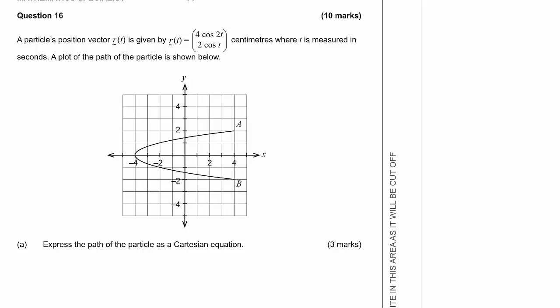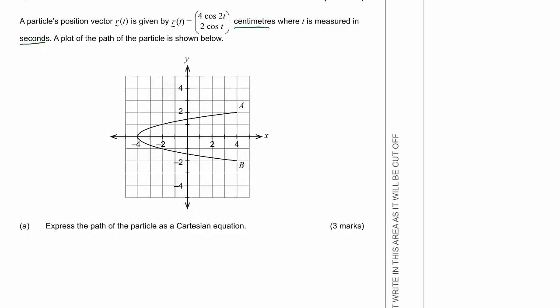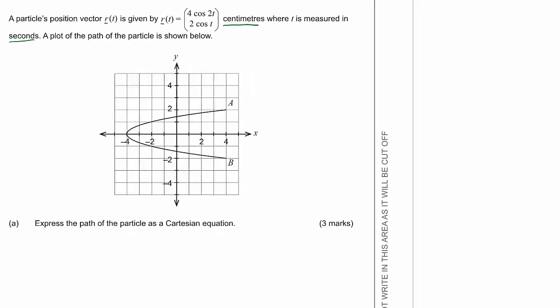A particle's position vector r is given here, seems to be measured in centimeters, and the time is in seconds. A plot of the path of the particle is shown below. Express the path of the particle as a Cartesian equation. So that means we need to eliminate t.